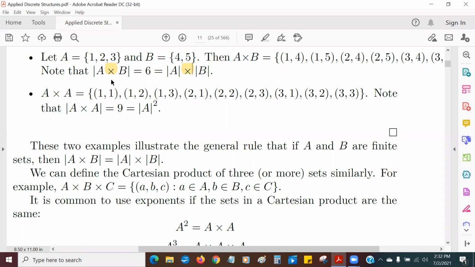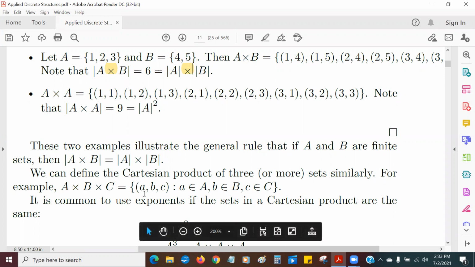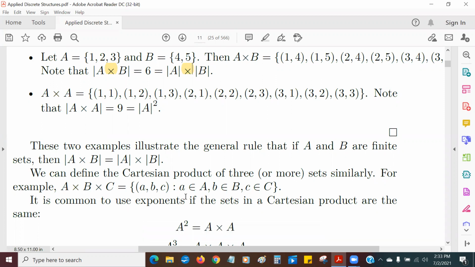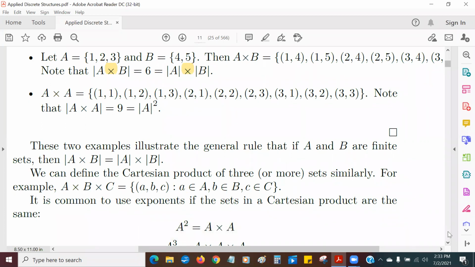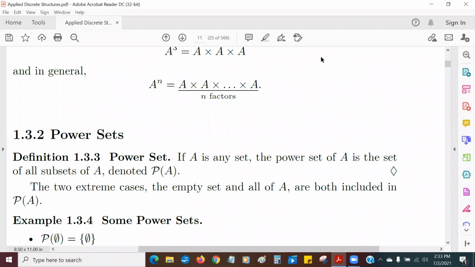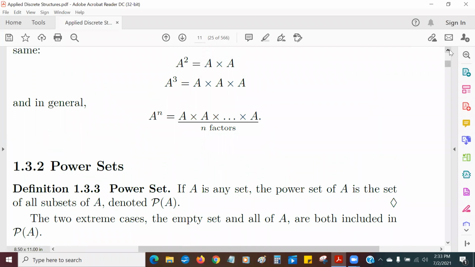Anyways, we could define the Cartesian product of 3 or more sets. A cross B cross C is ordered triplets (a, b, c). This is something you see when you do three-dimensional stuff in Calc 3 and in linear algebra as well. We often use exponents. A squared is A times A, A cubed is A times A times A, and there you go. This is what we call ordered n-tuples. Okay, so that was Cartesian products.